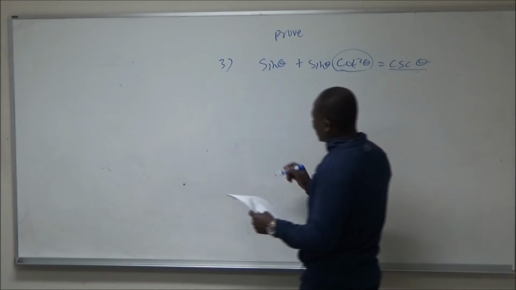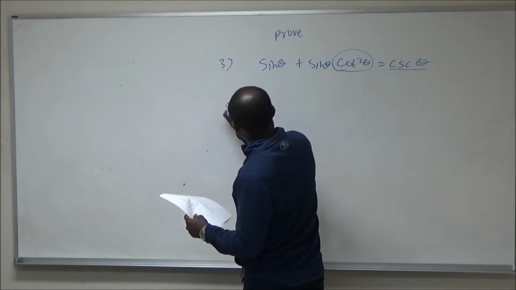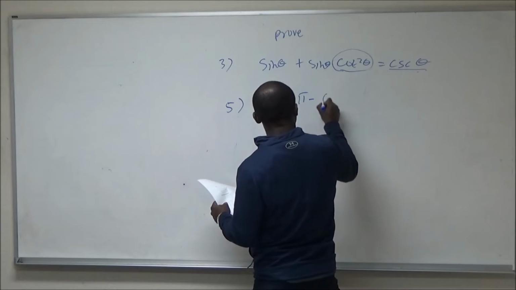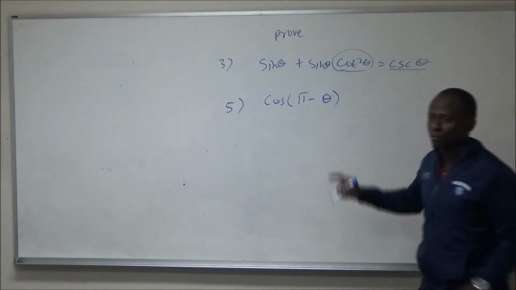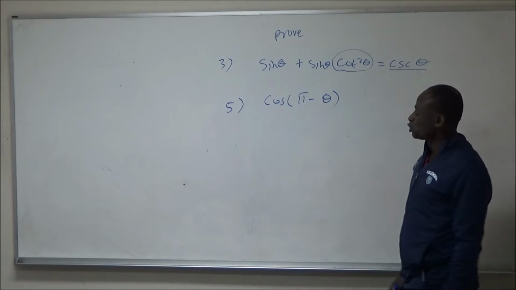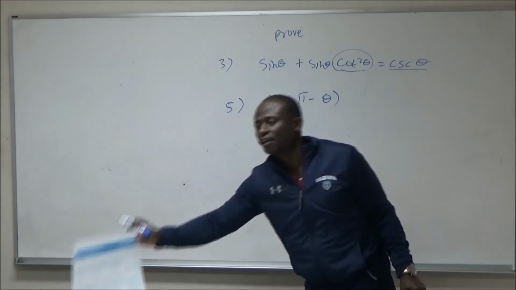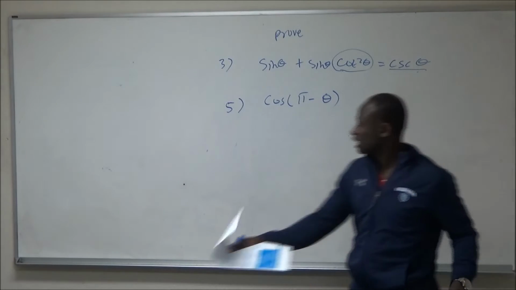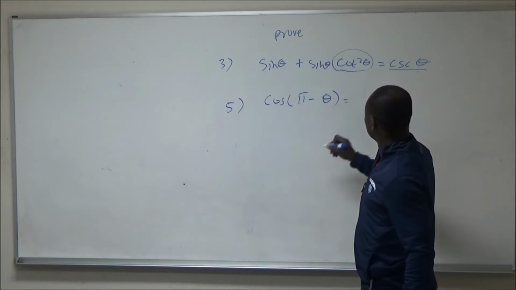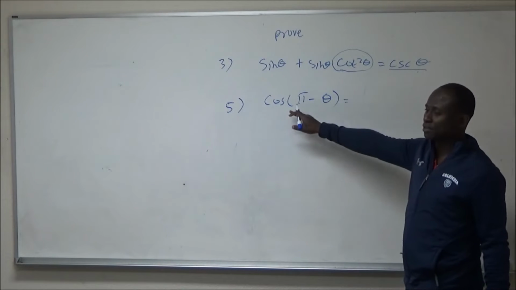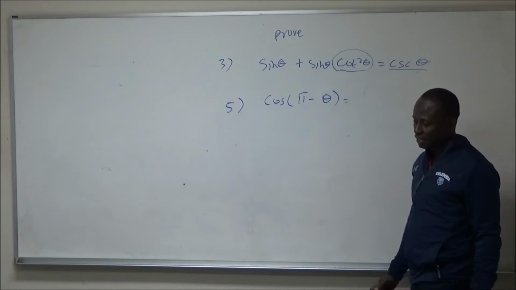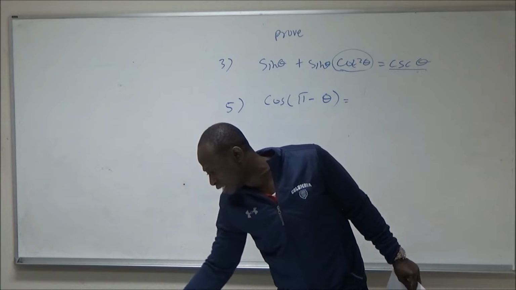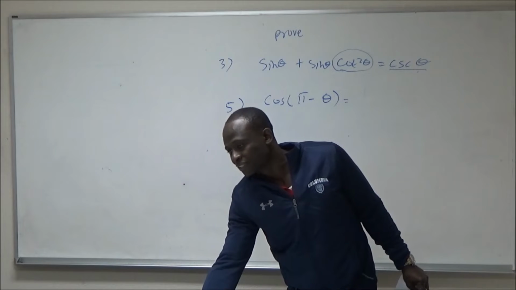Now, the other one was question 5, right? I'm going to do question 5 because it requires some kind of expansion. Do you remember how to expand this? From the list that we have here, these are the sum and difference identities. Do you know how to expand this? These are the sum / difference identities.